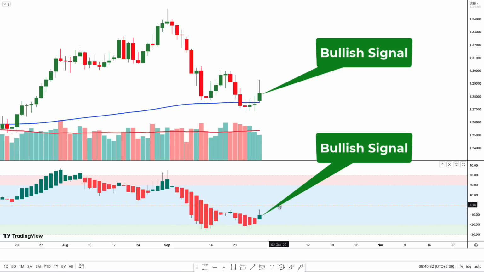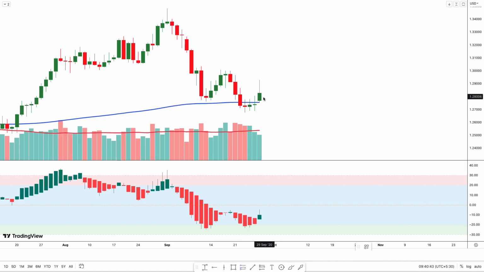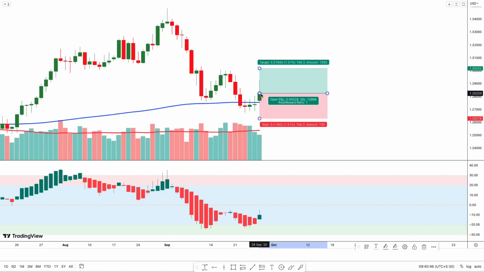Finally, there is also a bullish volume bar that was printed. We can see that the bar on the volume oscillator surpasses the 30-period moving average, showing us that there is enough bullish volume in the market to push the price further in the upwards direction. Because of these signals, let's enter into the buy trade.